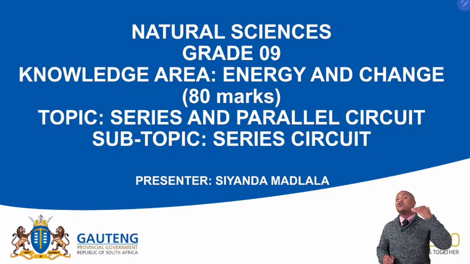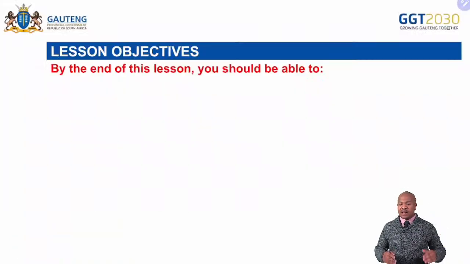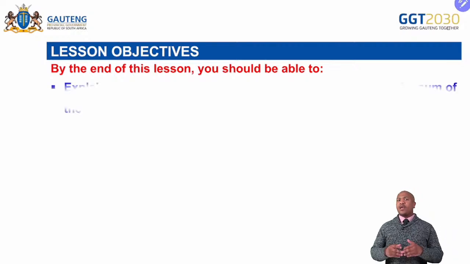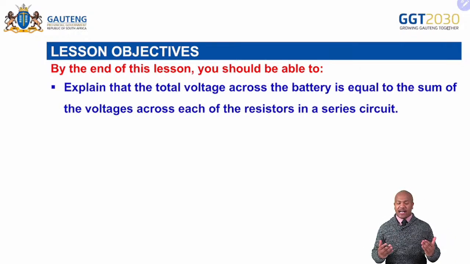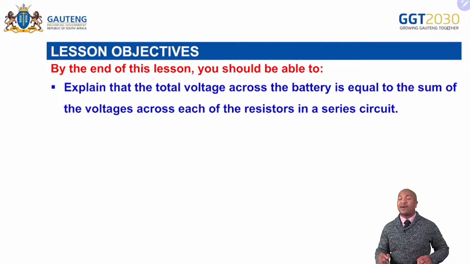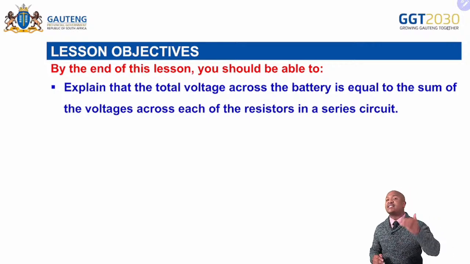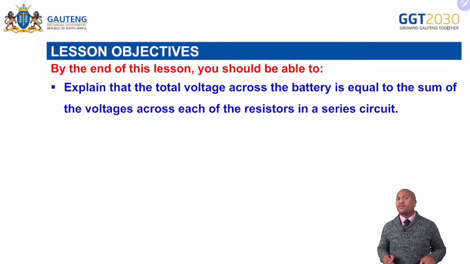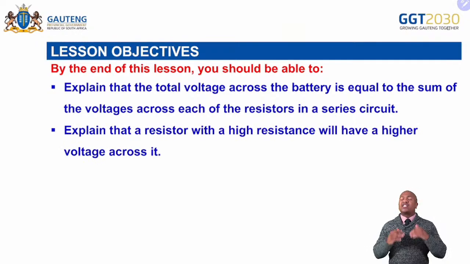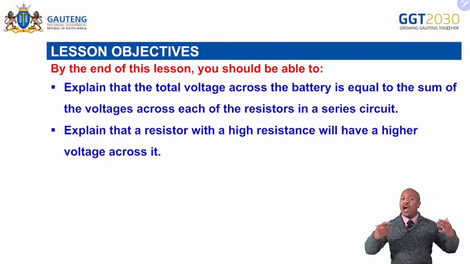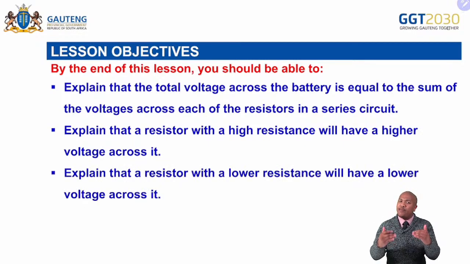But firstly, let's look at what we need to achieve by the end of this lesson. Let's look at the lesson objectives. Right. By the end of this lesson, you should be able to explain that the voltage across the battery is equal to the sum of the voltages across each of the resistors in a series circuit. Are we together? Secondly, you need to be able to explain that a resistor with a higher resistance will have a higher voltage across it. And also you need to be able to know and explain that a resistor with a lower resistance will have a lower voltage across it. Are we together, grade 9s?